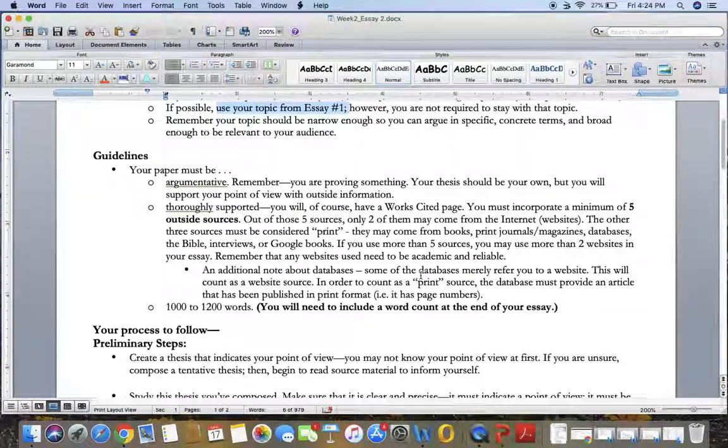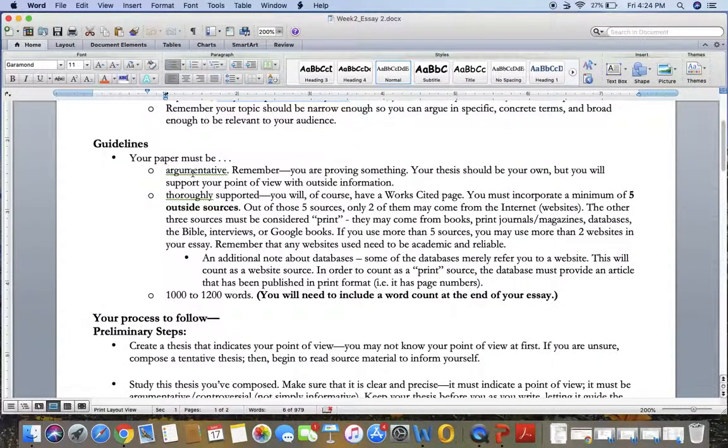Some other guidelines, obviously, your paper must be argumentative. And as far as sources, the minimum is 5. So you have to have at least 5 sources. And then we have this requirement that out of the 5 sources, only 2 may come from the internet. The other 3 sources must be considered print.